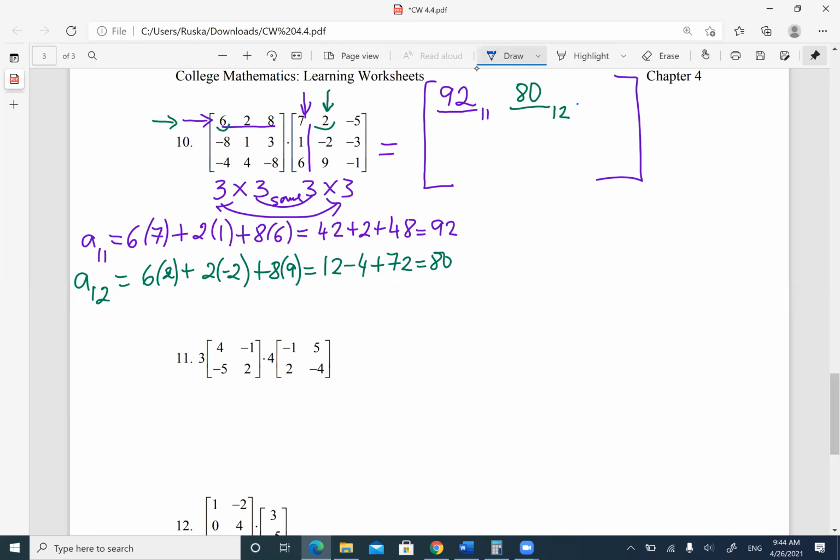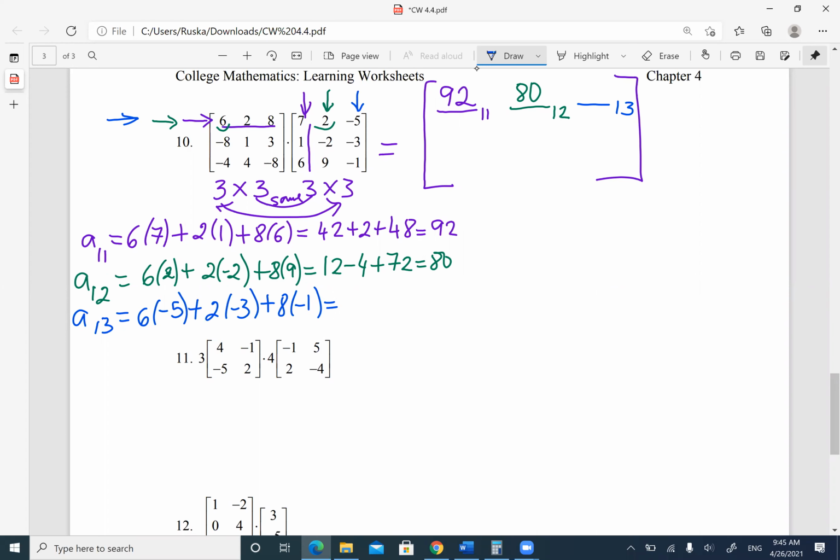So next one is going to be here, which is element first row and third column, right? So we're going to do A, first row and third column. You're going to do the first row again, and you're going to do the third column, going down the third column. So you have 6 times negative 5 plus 2 times negative 3 plus 8 times negative 1. Yes?